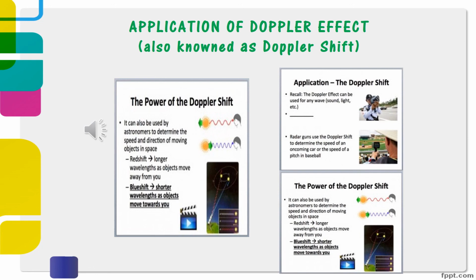It can also be used by astronomers to determine the speed and direction of moving objects in space. Redshift means a longer wavelength as objects move away from you. Blue shift means a shorter wavelength as objects move towards you.